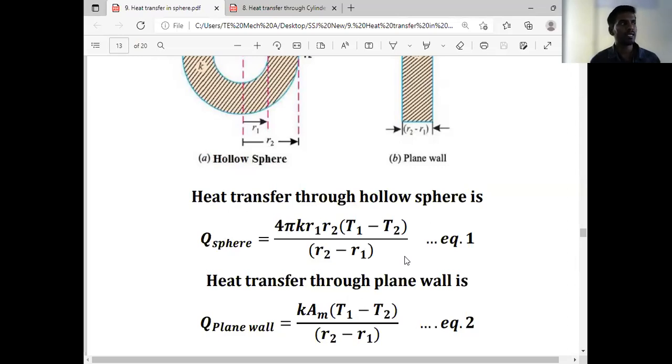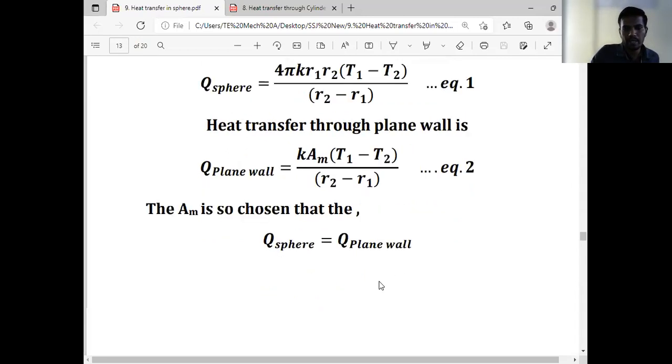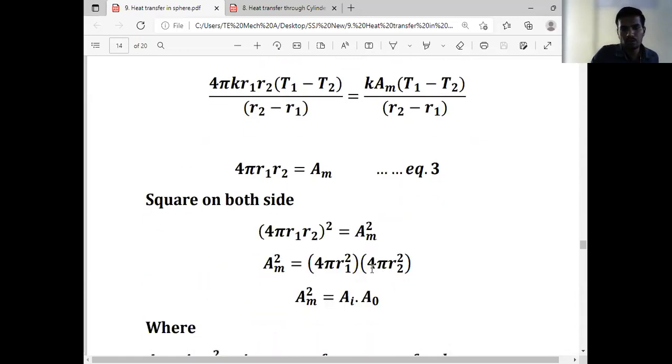Okay, we are saying the heat transfer rate is the same. Therefore we have to equate these two equations. The AM is chosen so that the heat transfer is the same. Q sphere is equal to Q plane wall. So we have to equate these two equations and find out the value of AM, the logarithmic mean area. Equate both equations: K will cancel, R2 minus R1 will cancel, T1 minus T2 will cancel. So what is the remaining? AM is equal to what? 4 pi R1 R2.